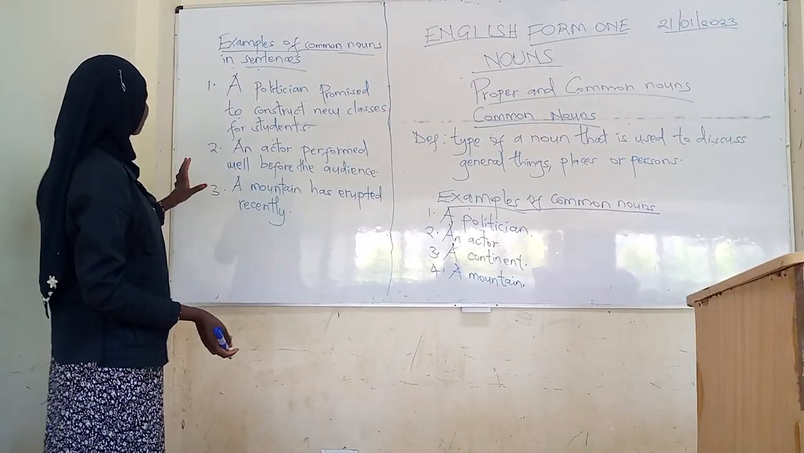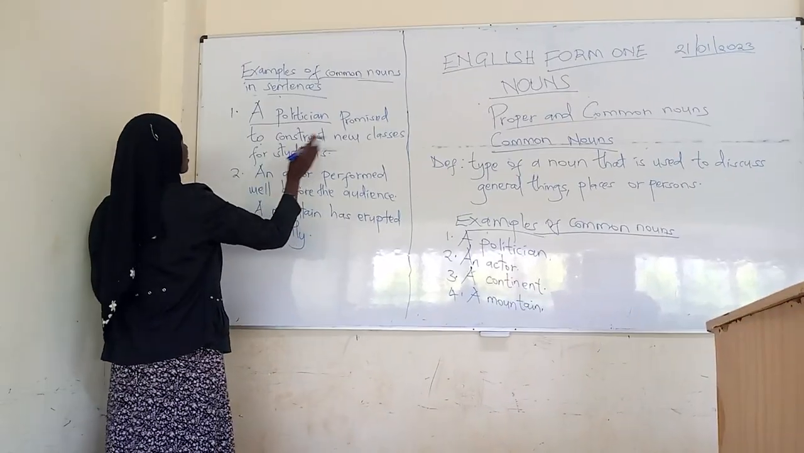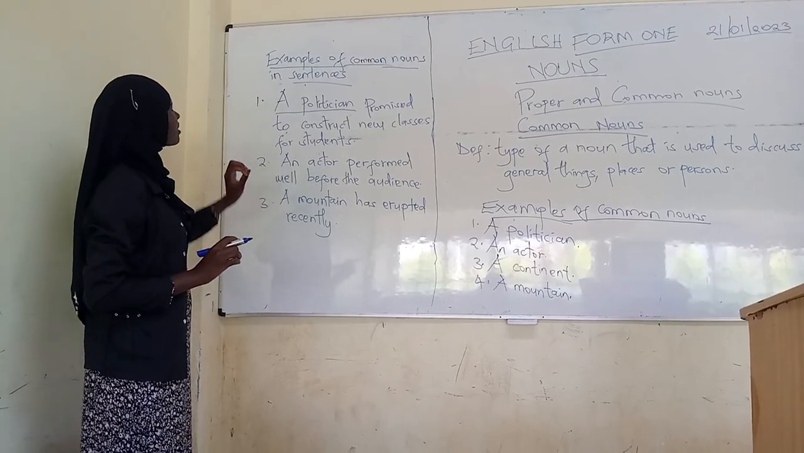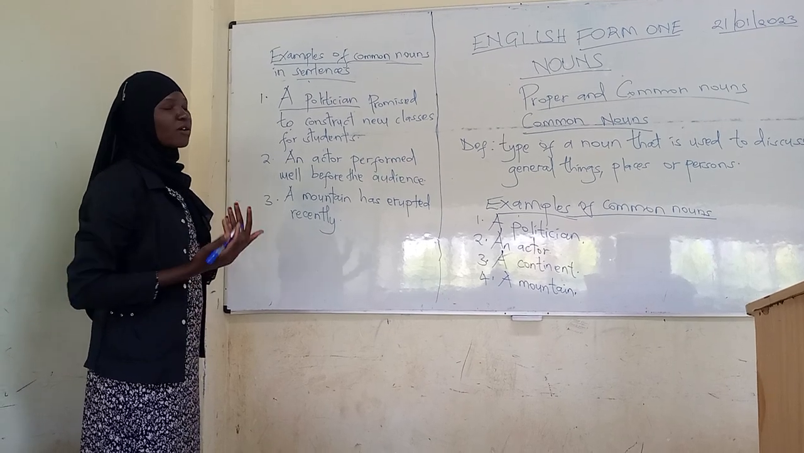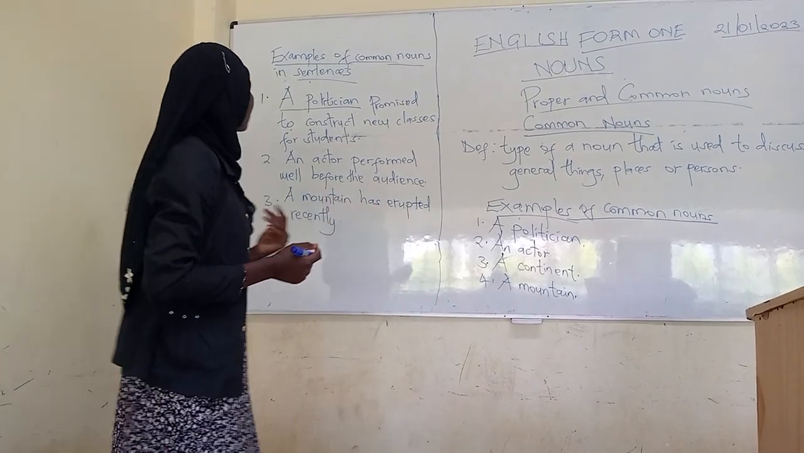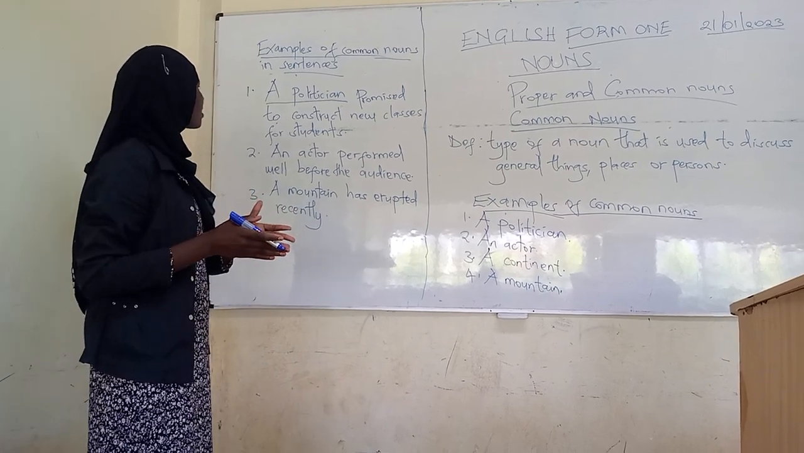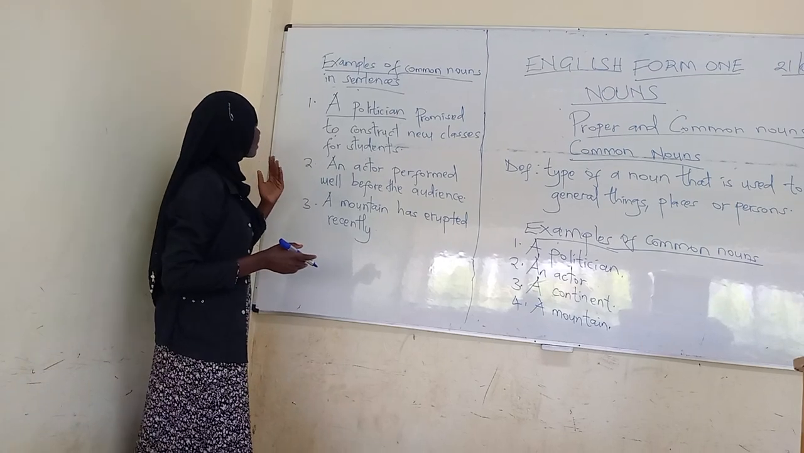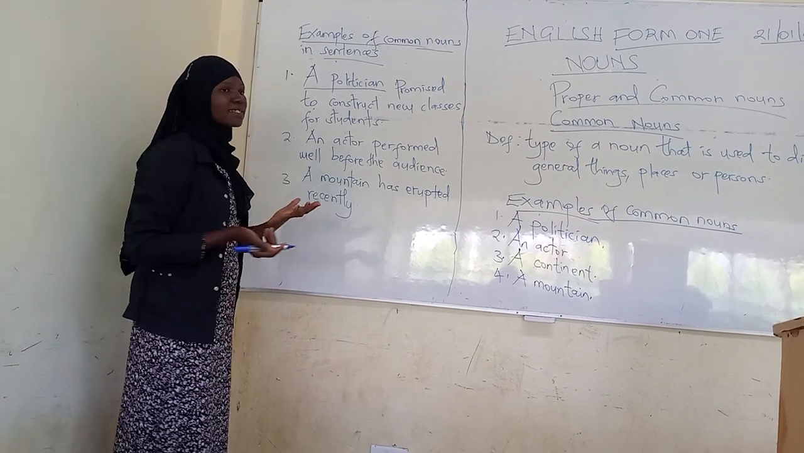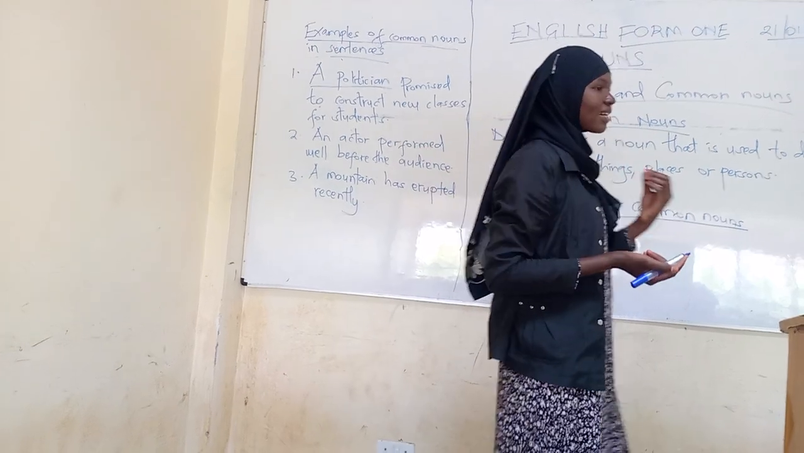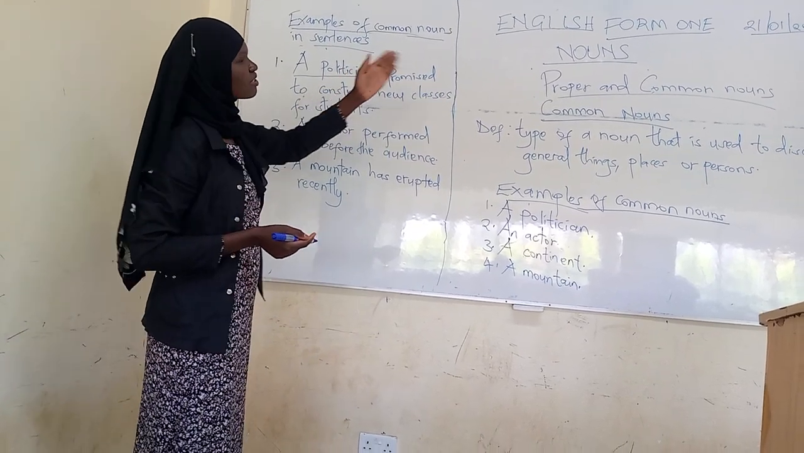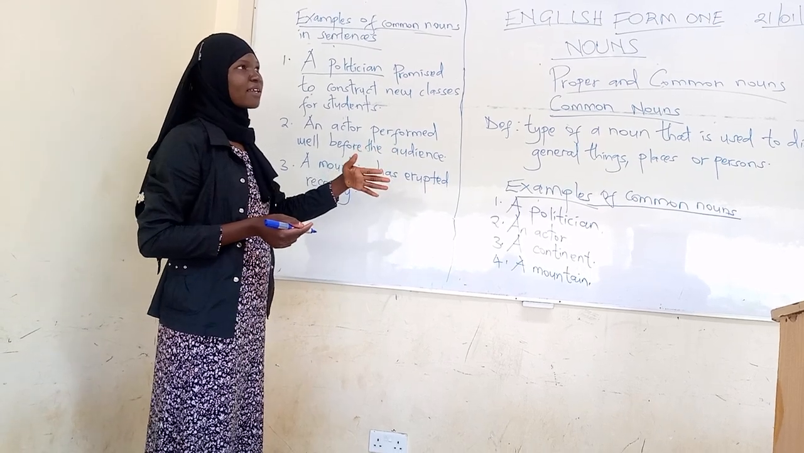So, class, when you look at this example, a politician promised to construct new classes for students. This sentence is very direct, it's not specific in any way. We don't know which politician promised to construct new classes. This type of noun tells us that it is more general, a politician among the politicians. But if it was a proper noun, it could be a politician by the name of a specific person.